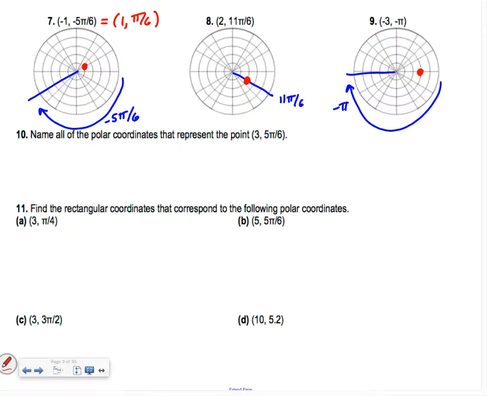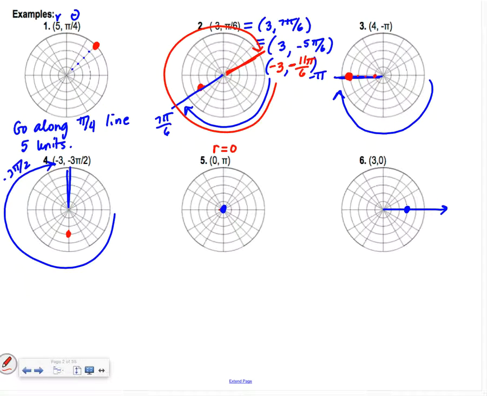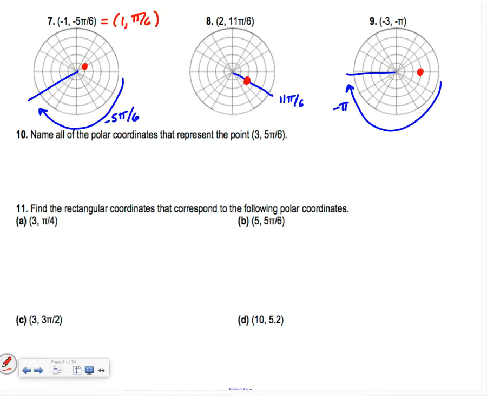Do we like these? Okay. So it says name all of the polar coordinates that represent the point 3, 5, pi over 6. Okay, so we already did 3 pi over 6. So let's do 3, 5 pi over 6.